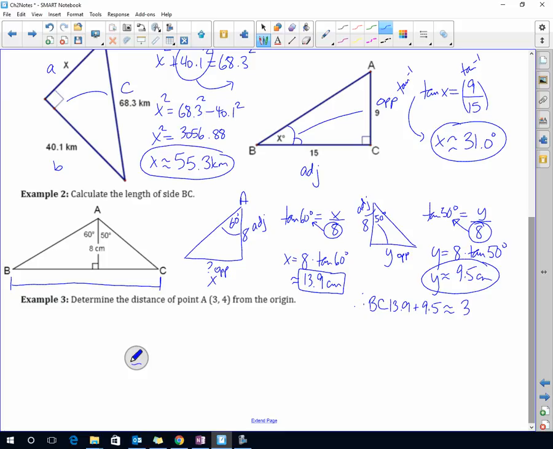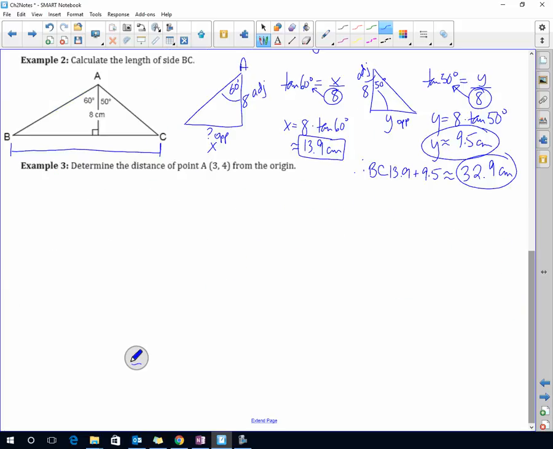Example 3. It says find the distance from point A, (3, 4), from the origin. I'll give you a little visual. So say this is 3 and this is 4, and there's my point A. They're wanting to know what's that distance there. So can anybody think of what to do here?